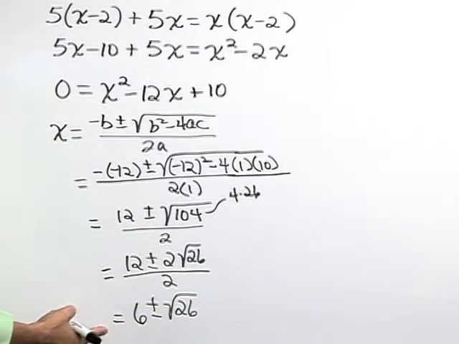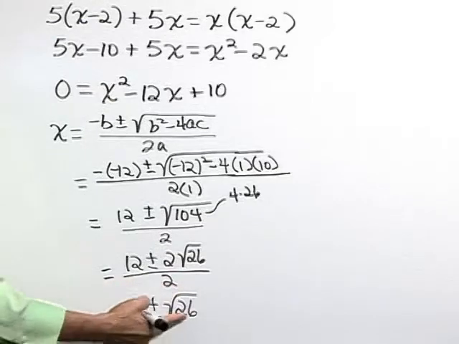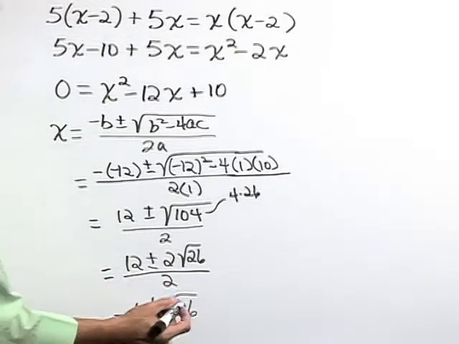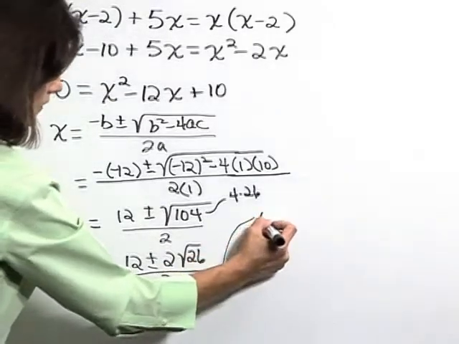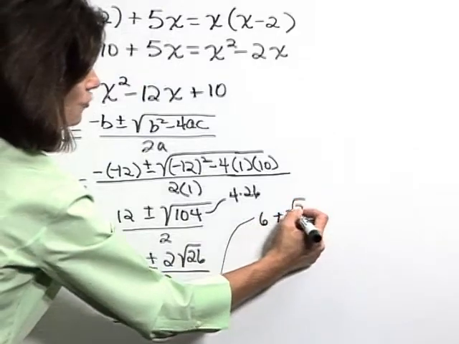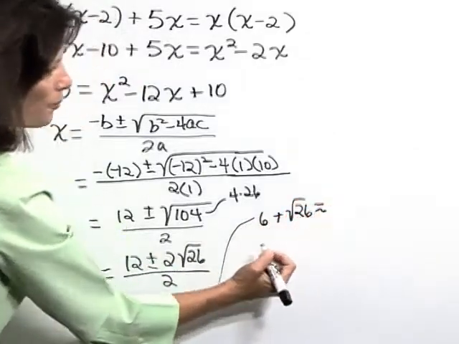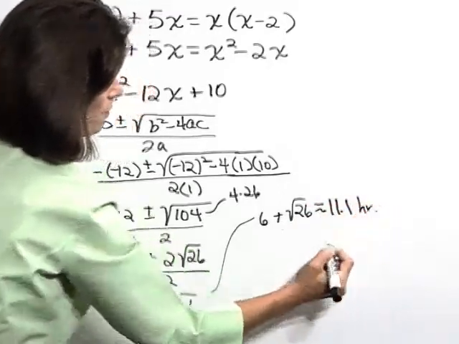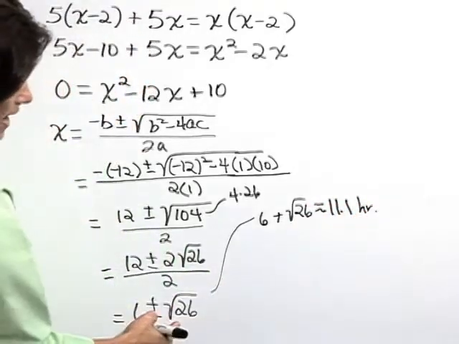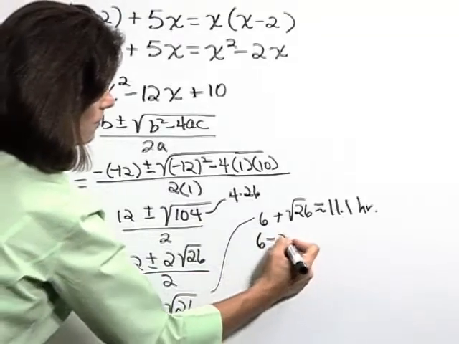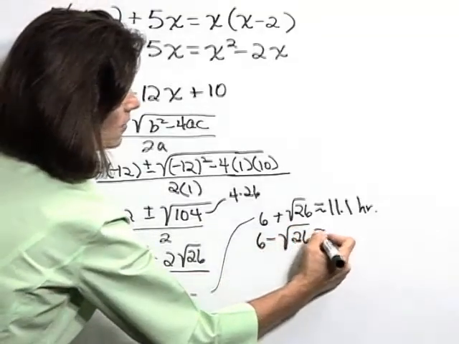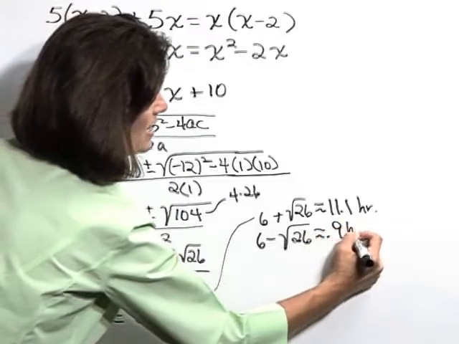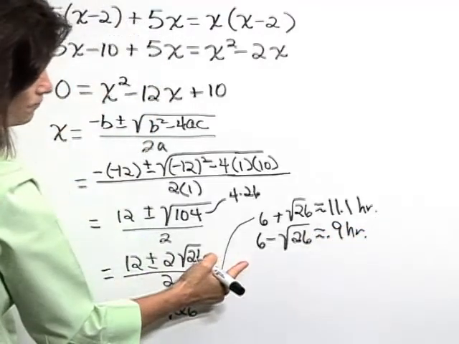Now, we want to write our answer in hours, rounded to the nearest tenth. So let's use our calculator and clean these up a little bit. This 6 plus the square root of 26 is approximately 11.1 hours. Now, 6 minus the square root of 26, that's approximately 0.9 hours, and we've got a problem here.